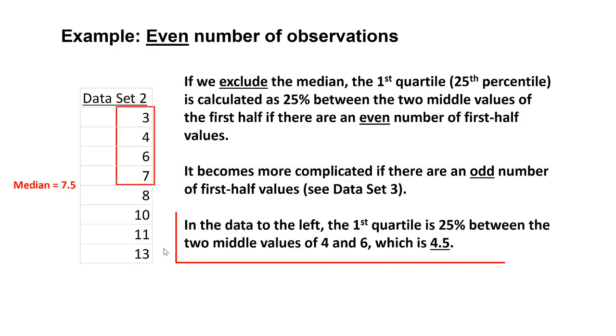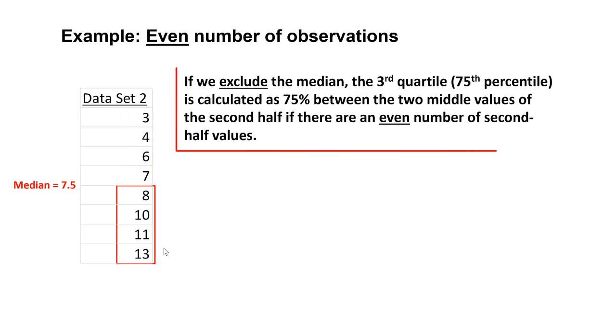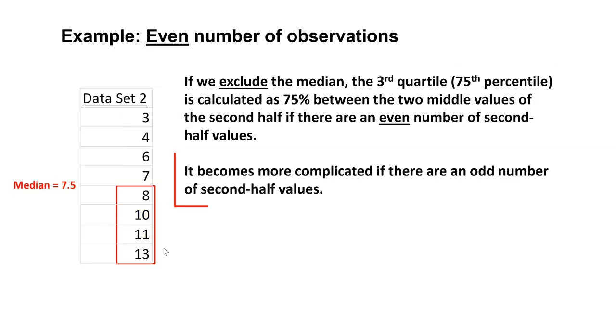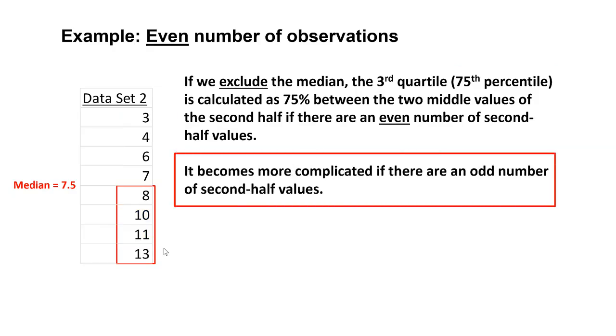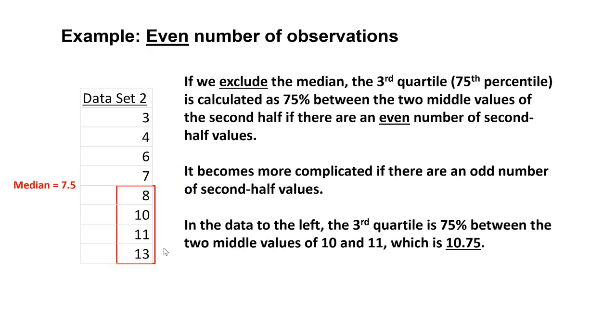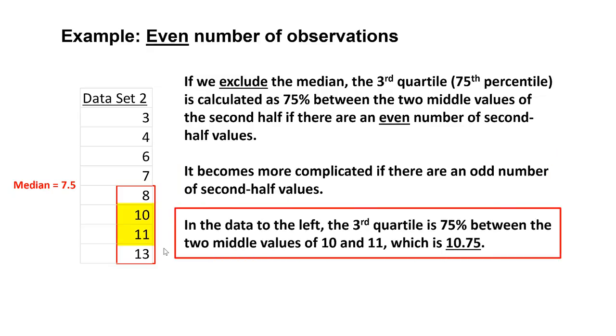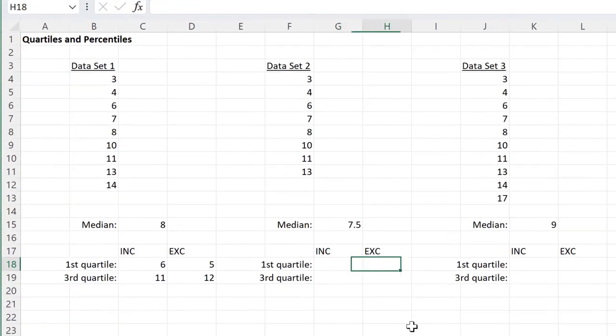So in the data to the left, the first quartile is 25% between the two middle values of 4 and 6, which is 4.5. Similarly, for the third quartile, we go 75% between the two middle values. It becomes more complicated if there are an odd number of second half values. So in the data to the left, the third quartile is 75% between the two middle values of 10 and 11, which is 10.75.